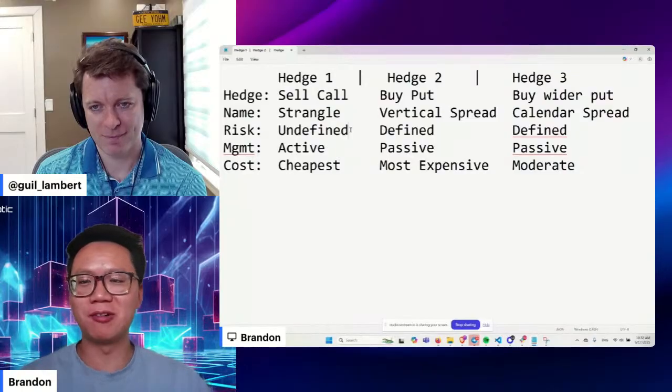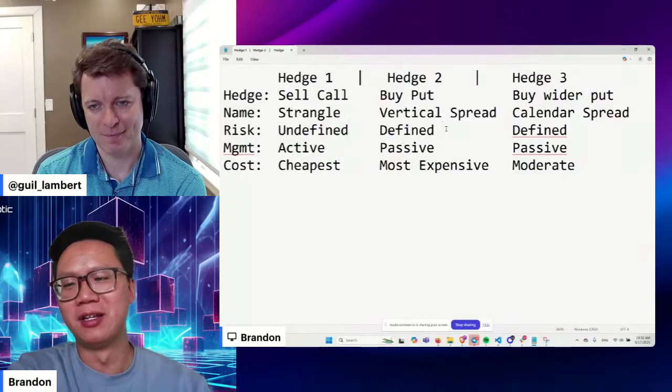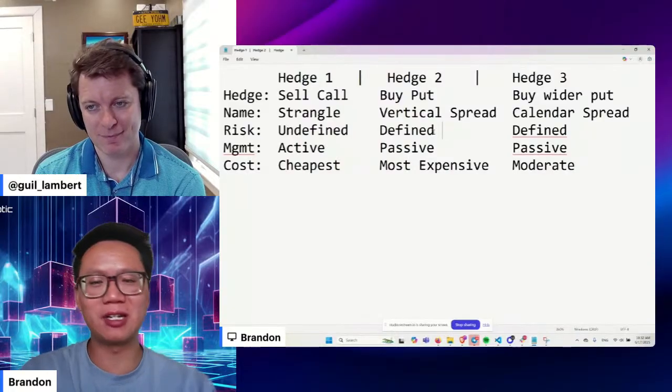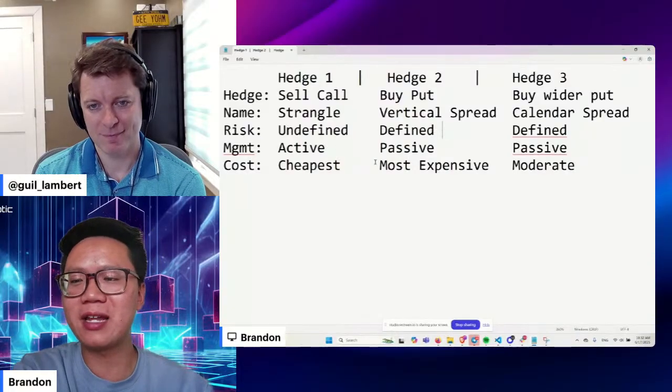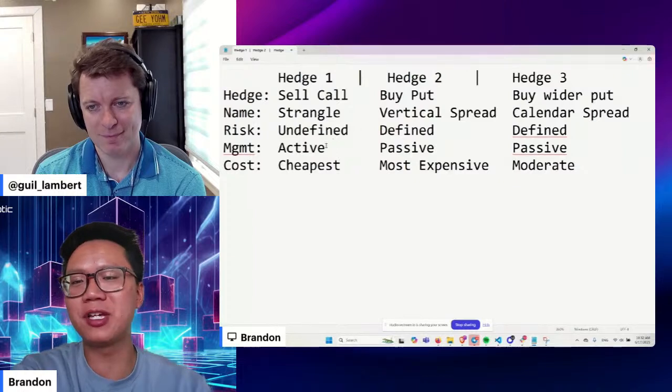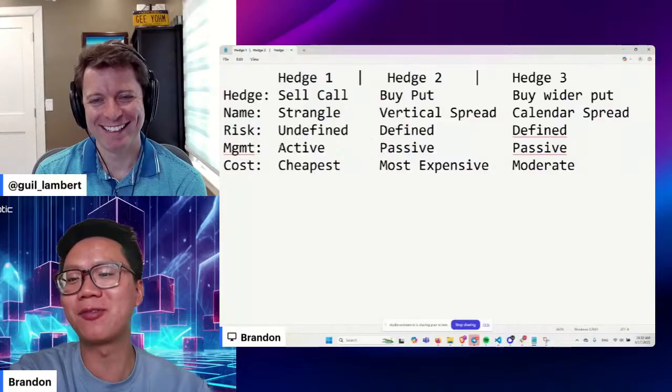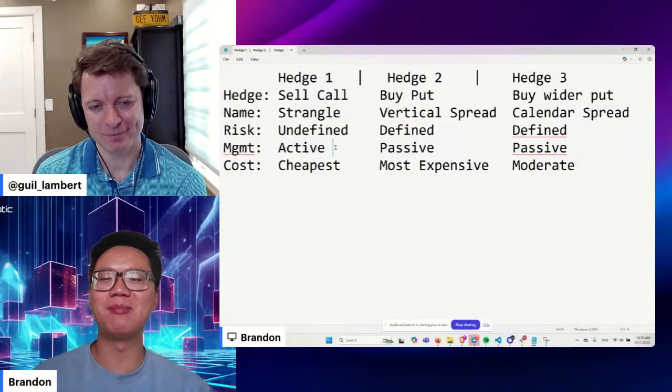The ball can keep rolling forever. The second and third hedges, though, were defined risk, where they were a little bit flat on the ends. And that means that you can go on vacation for the second and third hedge and come back. But for the first hedge, you need to actively manage it pretty well.